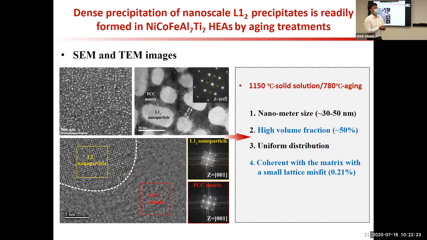Okay, let's have a look at the typical image of our newly developed 77 alloy. It's a SEM image, and this is the TEM image, and also a higher magnification TEM image. Based on our design, we can see that the material shows high density nanoparticles with an average size of about 30 to 50 nanometers, and a very high volume fraction of about 50%. The distribution is very uniform, and the nanoparticles are uniformly distributed and embedded in the matrix.